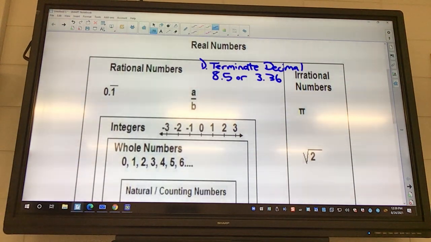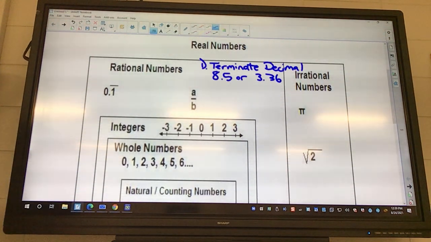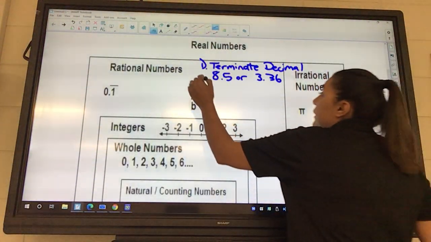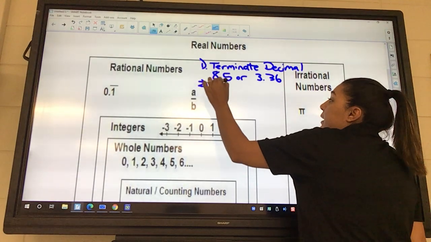And I don't expect you to remember all this, that's why I said just write it down, because you can use this on your test or quiz. So make sure that you write good notes today, and then I'll keep it for you until you take your test. Okay, the other type is going to be a repeat decimal.